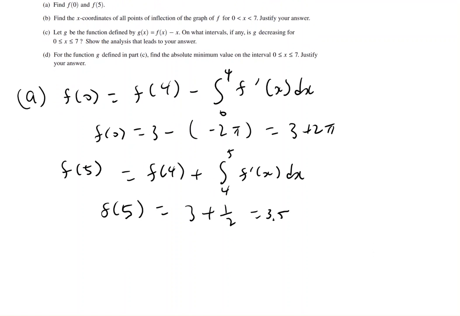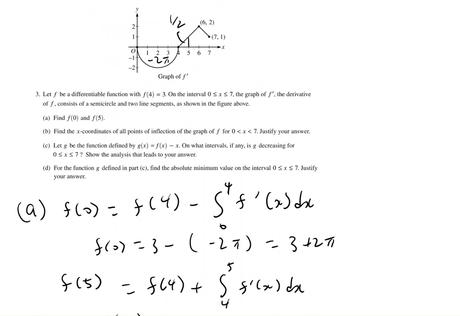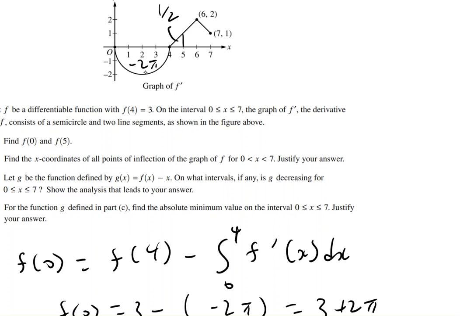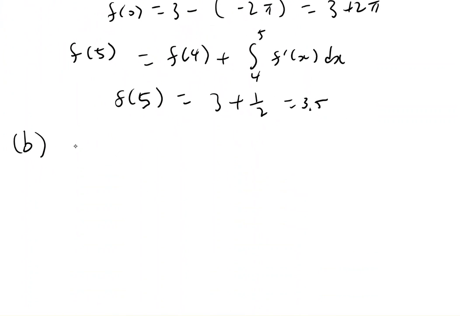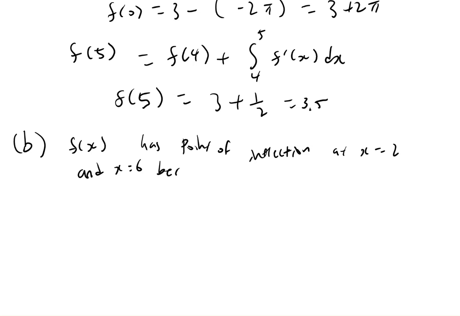Now for B, find the x-coordinates of all points of inflection of the graph of f for 0 to 7, and justify your answer. So we know that there's a point of inflection at x equals 2 and x equals 6, because there's a minimum and a maximum. So the reasoning: f of x has points of inflection at x equals 2 and x equals 6, because f prime of x has relative extrema at those values.